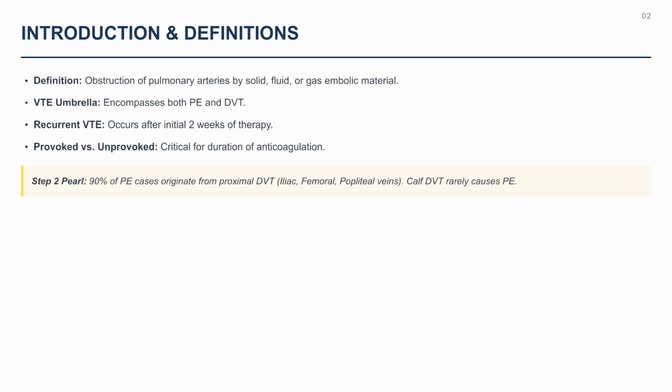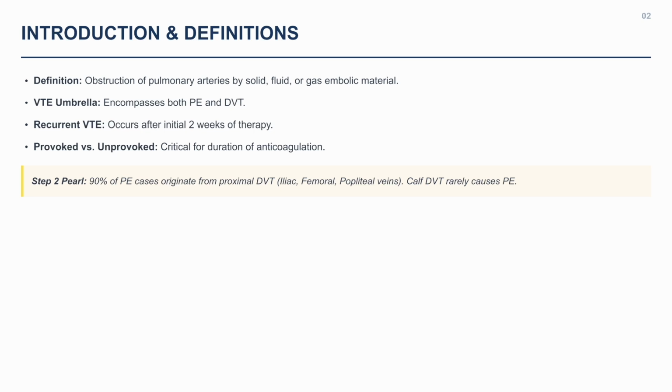Pulmonary embolism is defined as an obstruction of the pulmonary arteries, most commonly by a blood clot. It falls under the umbrella of venous thromboembolism, or VTE, which also includes deep vein thrombosis. One critical distinction for Step 2 is whether a PE is provoked or unprovoked. This directly determines how long you anticoagulate the patient.